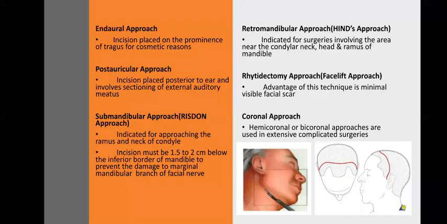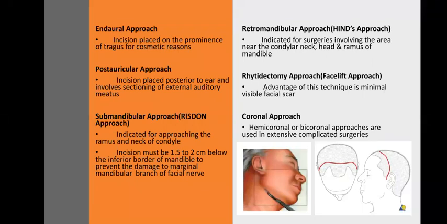Now coming to the endaural approach, in this the incision is placed on the prominence of the tragus, and that is for cosmetic reasons, and that is a modification of the pre-auricular approach. Now the third one is the post-auricular approach. In this, the incision is placed posterior to the ear, and it involves sectioning of the external auditory meatus.